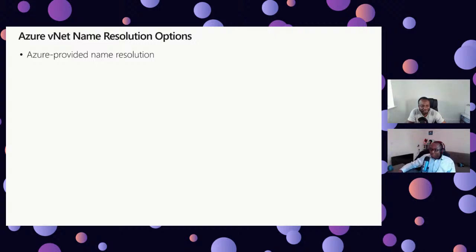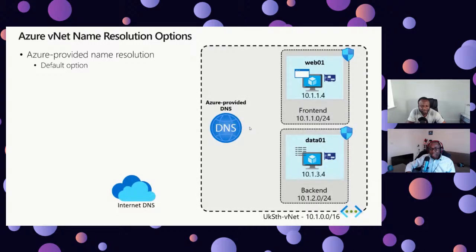Okay. So this was where we stopped yesterday, so let's pick up from there. Yesterday we looked at Azure DNS resolution options, and we started by saying we have the default option. And the default option, we said, is Azure-provided DNS.